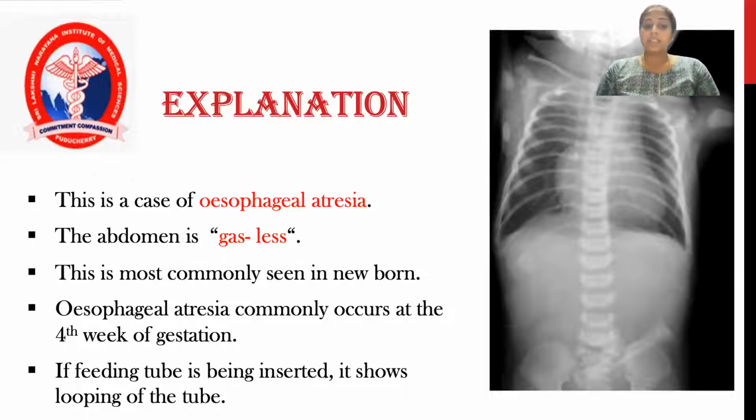As we can see, the abdomen is gasless. We usually see abdominal gas in a normal radiograph. This is the most commonly seen in the newborn. Esophageal atresia commonly occurs at the fourth week of gestation. If the feeding tube is inserted, it shows a looping of the tube, as we can see in this case. The tube is looped back.